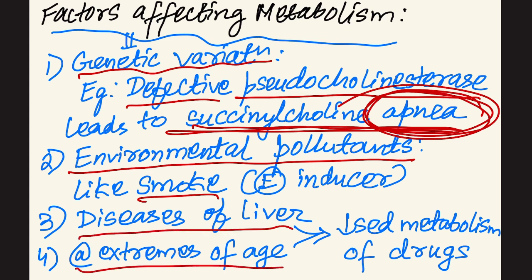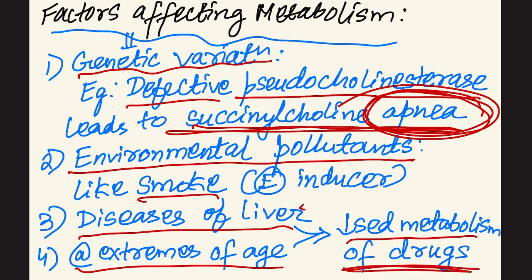So in diseases of liver, the metabolizing enzymes are mainly present in the liver, as we know, that is microsomal enzymes. So they will act slowly, and at extremes of age, be it in the neonatal period or be it in the elderhood, the enzymes are acting slowly because they have lost their power. So in both the cases, there will be accumulation of the drug, leading to decreased metabolism of the drug, and leading to increased chance of toxicity.